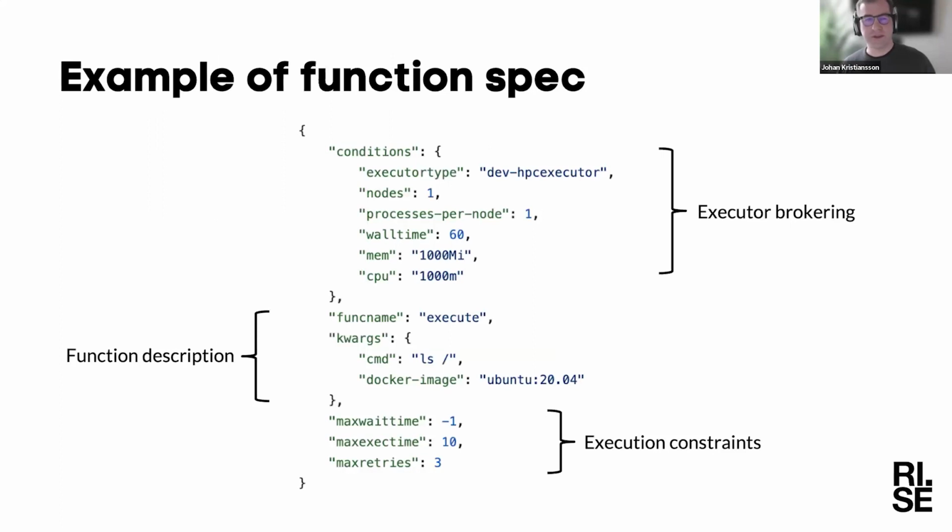And this is what the function specification looks like. It can be a JSON or a YAML file. And it consists of 3 parts. The brokering part describes the requirements of this computation. The second one describes the function that we want to execute. And the third one is constraints on the execution. And this last part is very important for implementing resilience.